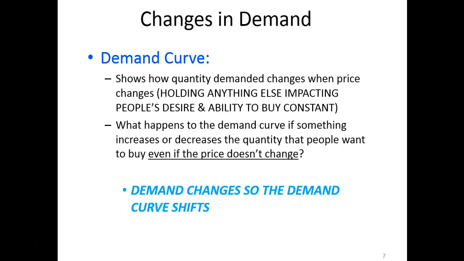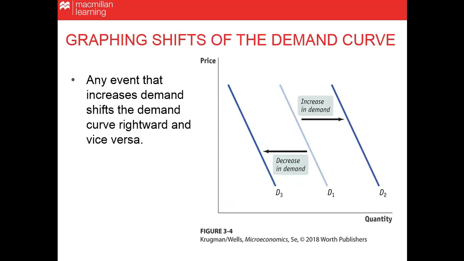However, when something that's not on the graph that the consumer cares about changes, like the weather for the Yankee game, well, then demand changes. And as we'll see, a change in demand is going to cause the demand curve to shift. An increase in demand causes the demand curve to shift to the right, i.e. the quantity that people want to buy and are able to buy at each price is higher. If something causes demand to decrease, demand shifts to the left.